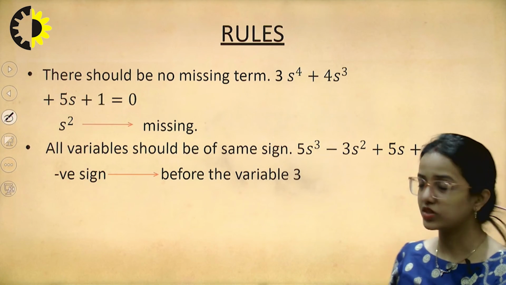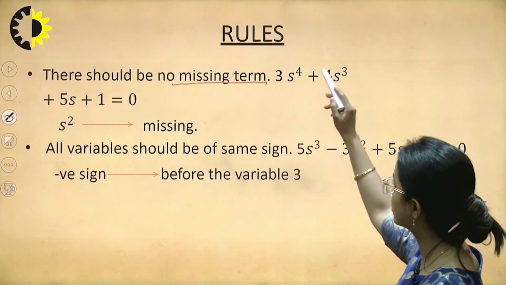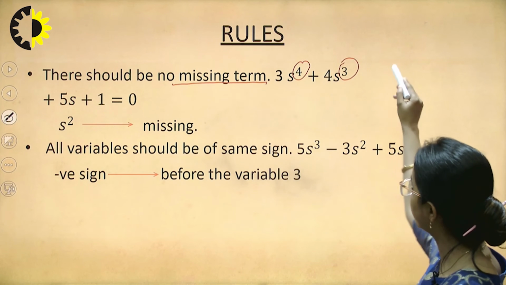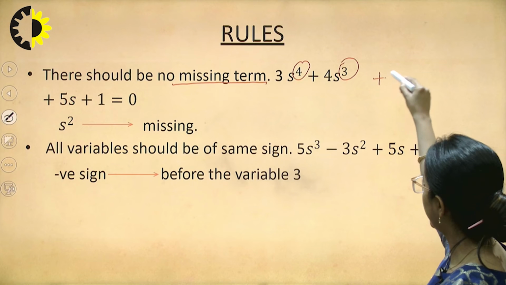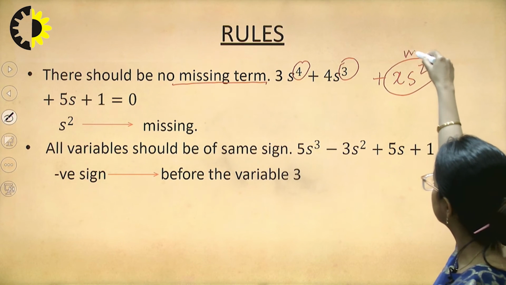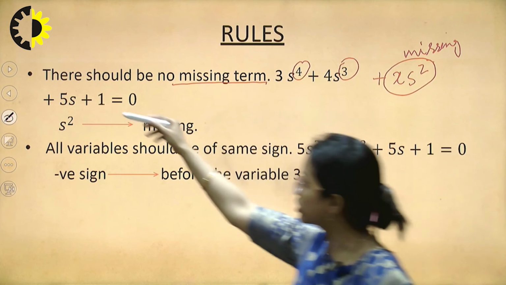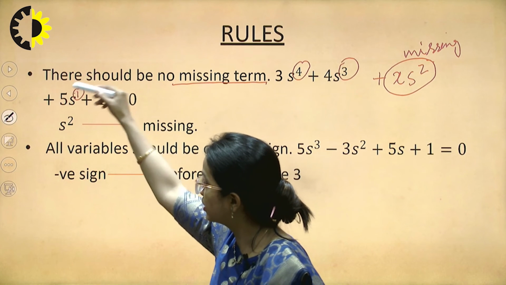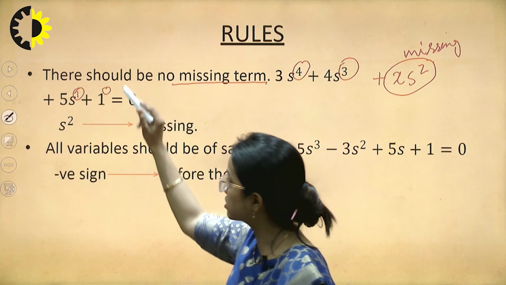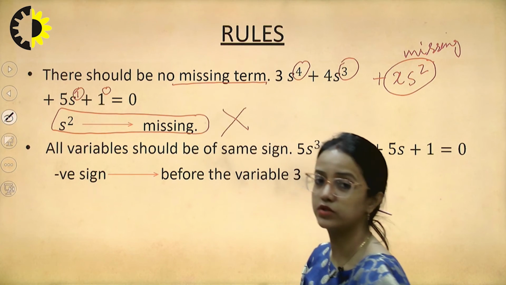Let's see that criteria itself. Rules. There shouldn't be any missing term, like S raised to the power 4, very good, S raised to the power 3, very good, S raised to the power 2, where is it? x times S raised to the power 2. This term is missing, because straight away from 3, you are coming on to S raised to the power 1, S raised to the power 0. So, of course, S raised to the power 2 is missing. So, we cannot use Routh-Hurwitz here.